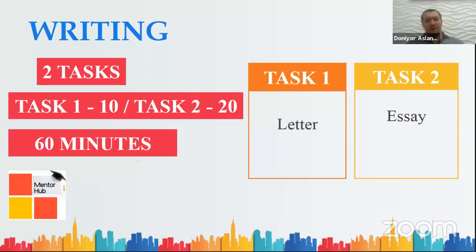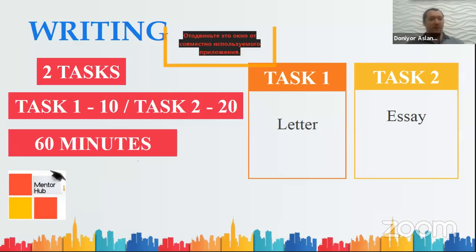We have 2 tasks. In task 1, you are asked to write one letter. It shouldn't be an informal letter, it should be a formal letter, not to your friend or someone. You should address someone in an authority. That's why bear in mind that task 1 will be a formal letter for both salary bonus and level checking B2 and C1 examinations.